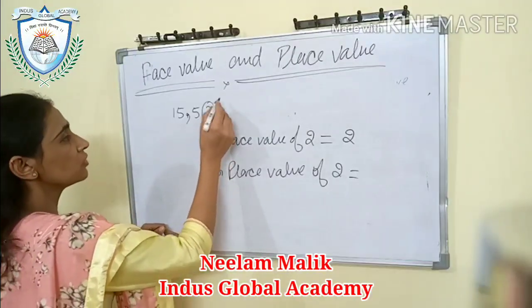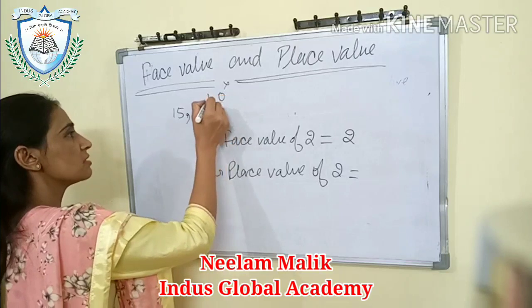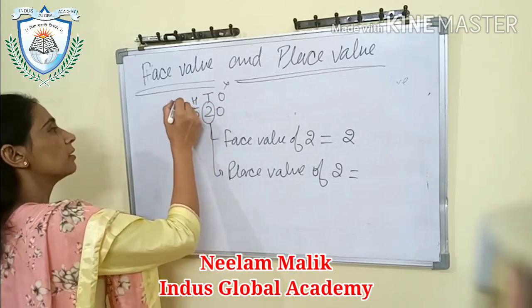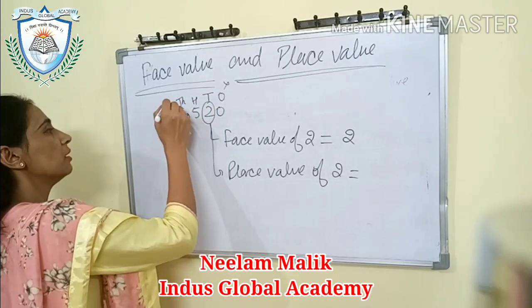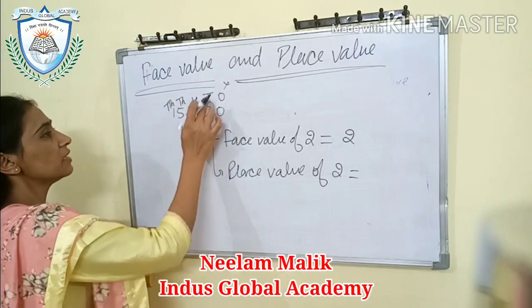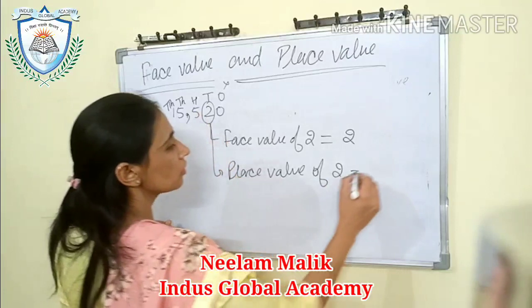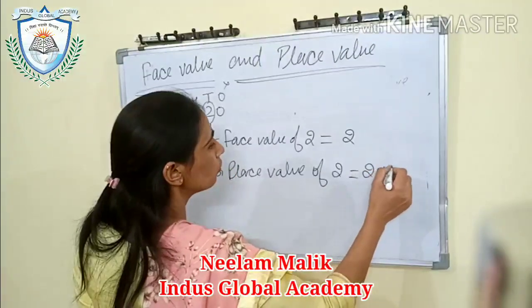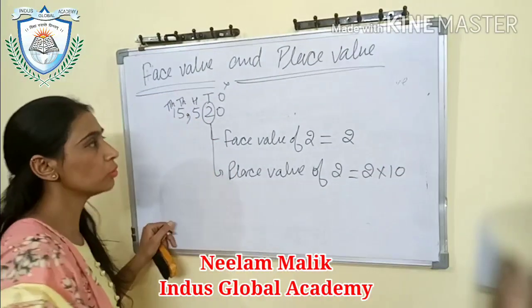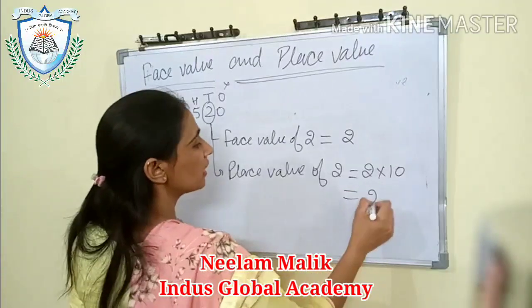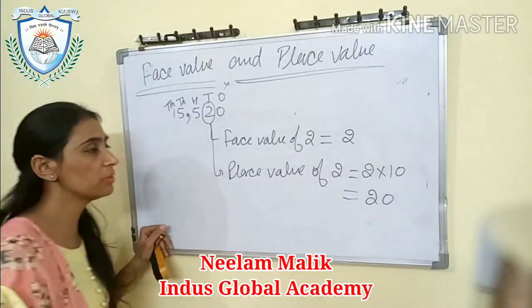What is the place of this? Here is ones, tens, 100, 1000, and here will be 10,000. So what is the place? 10. 10 means we will do 2 into 10. So what will that be? 20.